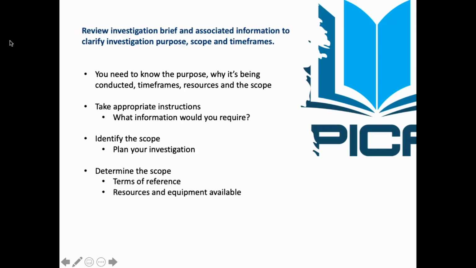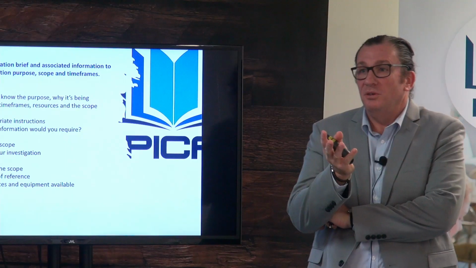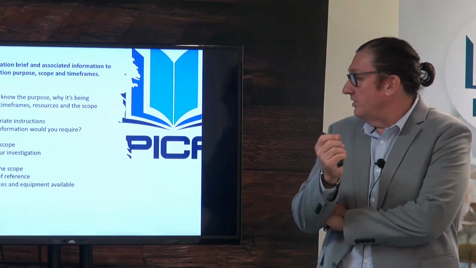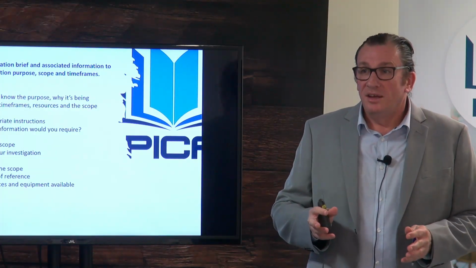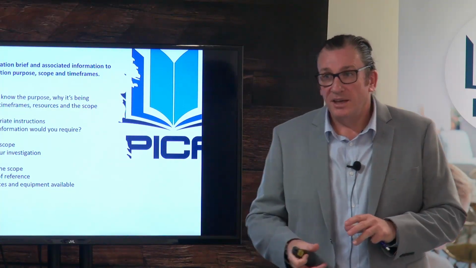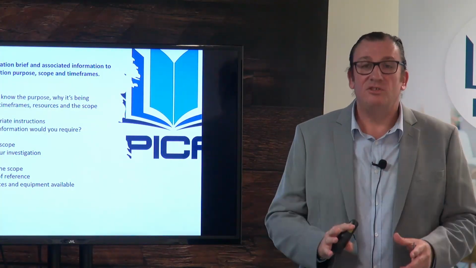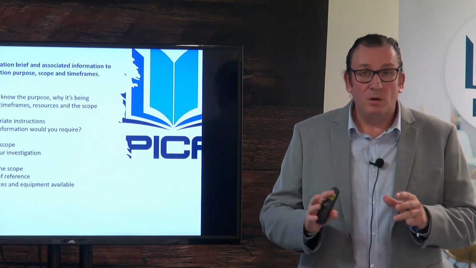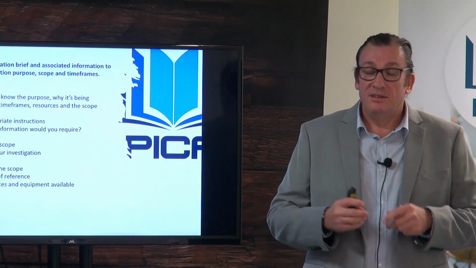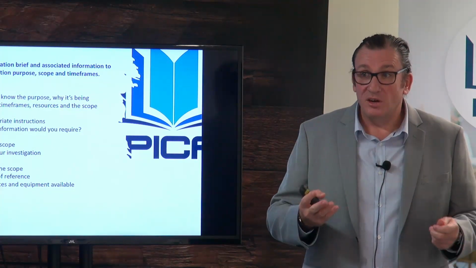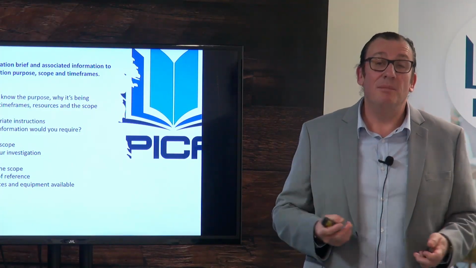Identify the scope we've talked about. Determine the scope: terms of reference, resources and equipment available. Again, the majority of the time this is not going to be applicable to you unless you've got some sort of major investigation. But what resources do you need? Paul talked this morning about, do you need an expert? Is there a computer or a phone that you think might have evidence that may assist your investigation? And of course, what you do is recommend to the client that it gets forensically analysed. You provide the client with how much that's going to cost and the benefits of doing it or not doing it, and let them make the decision.